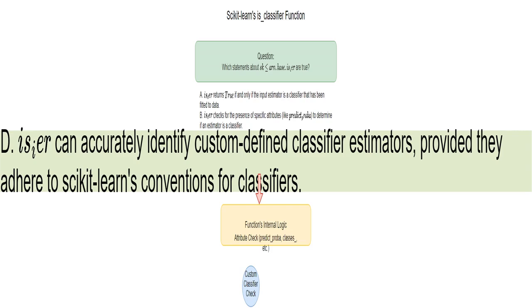This is also correct. I can create my own classifiers and _classifier can still spot them. As long as my custom classifiers behave like proper scikit-learn classifiers, having the right methods like fit and predict, _classifier will correctly recognize them. The name of the class is not the most important thing.